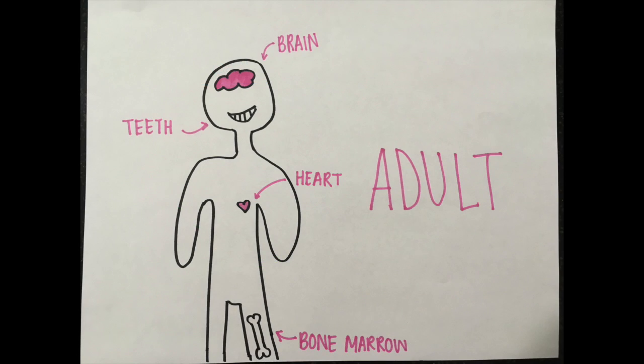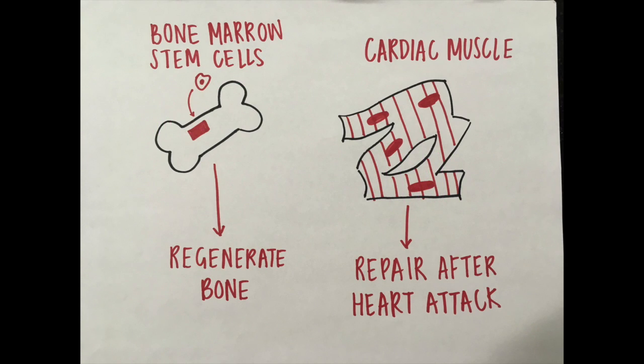The next type of stem cell is an adult stem cell. These undifferentiated stem cells are found in existing tissues like the brain, teeth, heart, and bone marrow. Adult stem cells maintain and repair the tissues in which they are found. These stem cells can be grown in the lab and manipulated to become specific cells, but their capacity to divide can be limited. Some examples of situations where adult stem cells are used could be using bone marrow stem cells to regenerate bone, creating cells that are capable of producing insulin to treat type 1 diabetes, or using stem cells from cardiac muscle to repair it following a heart attack.